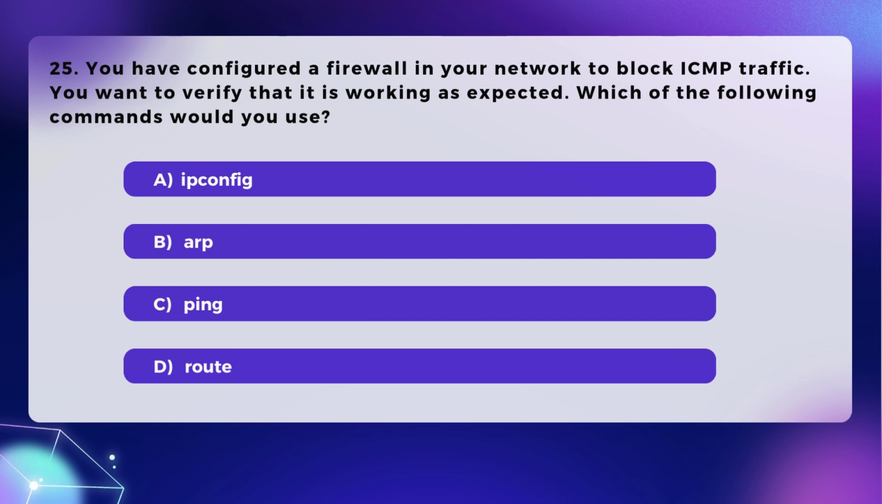You have configured a firewall in your network to block ICMP traffic. You want to verify that it is working as expected. Which of the following commands would you use? A. ipconfig, B. arp, C. ping, D. route. The correct answer is C.